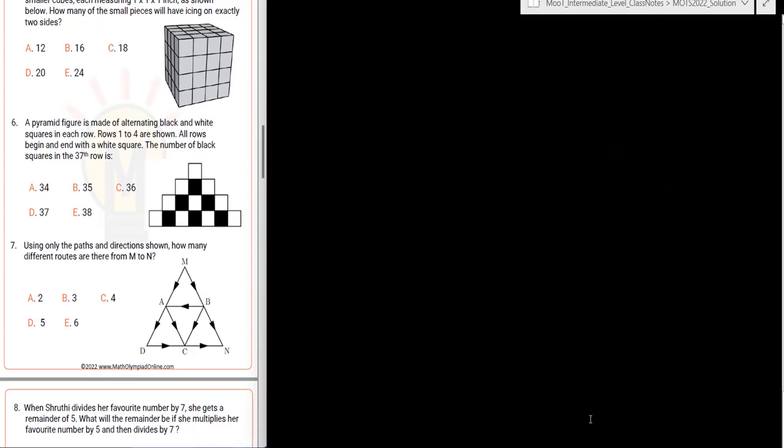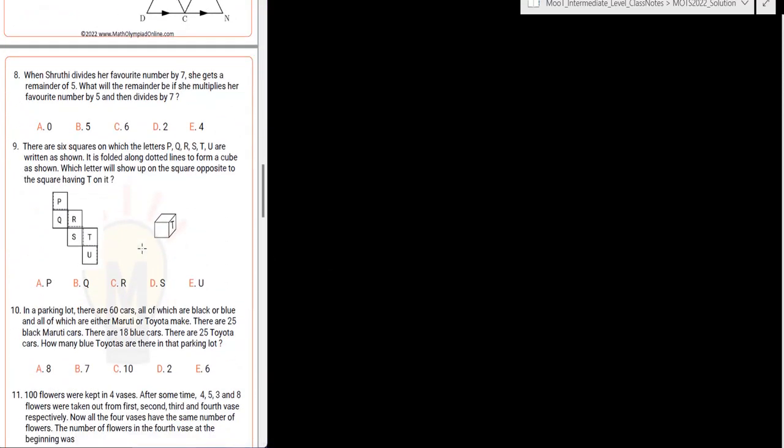All right. Problem number 8. Okay, interesting problem in number theory. When Shruti divides her favorite number by 7, she gets a remainder of 5. What will the remainder be if she multiplies her favorite number by 5 and then divides it by 7?